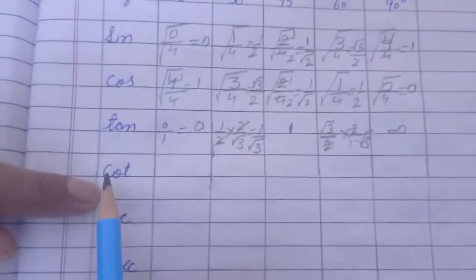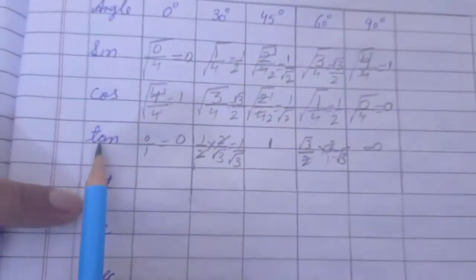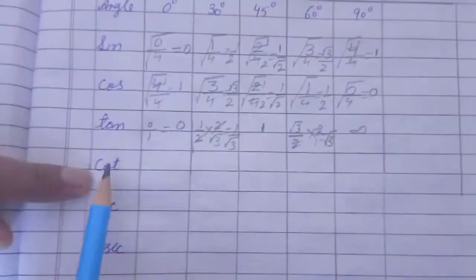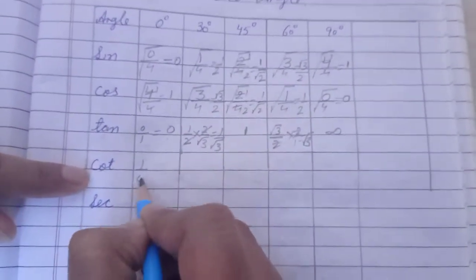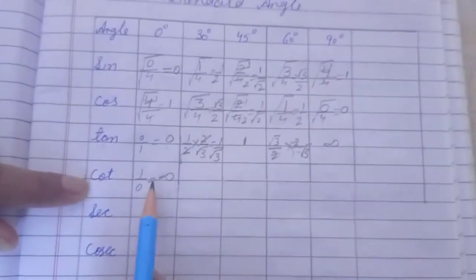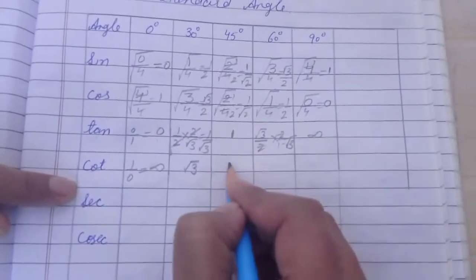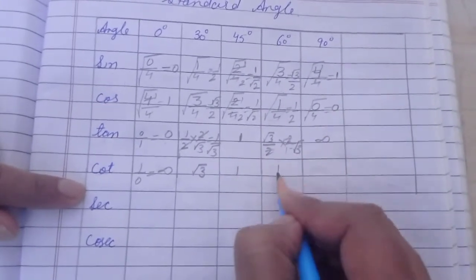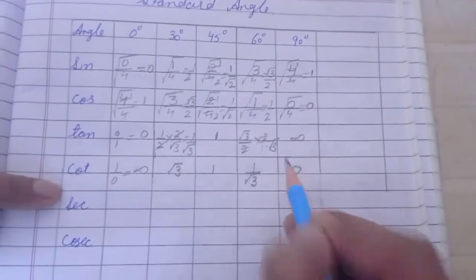Now children, cot. What is the relation of cot with tan? I already told you, cot is the reciprocal of tan. Cot is the reciprocal of tan. So let's find out 1 over 0. Not defined means infinity. Reciprocal of this is under root 3. 1 over 1 is 1 only. This is root 3. 1 by root 3 and 1 over infinity is 0.